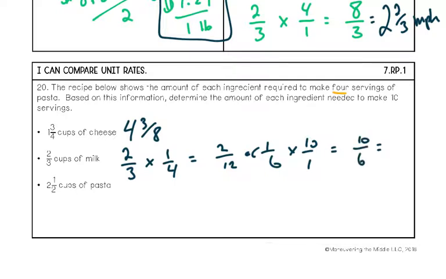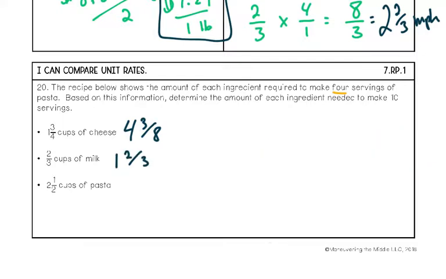10 divided by 6 gives me 1 4/6, or simplified 1 2/3. That'd be our final answer, 1 2/3 cups of milk for 10 servings. And then the last one I'll do a little fast as well. I'm doing this without a calculator, but you feel free to use that.